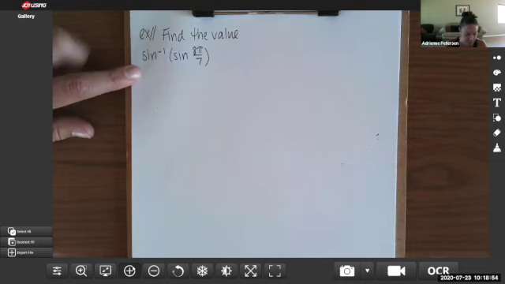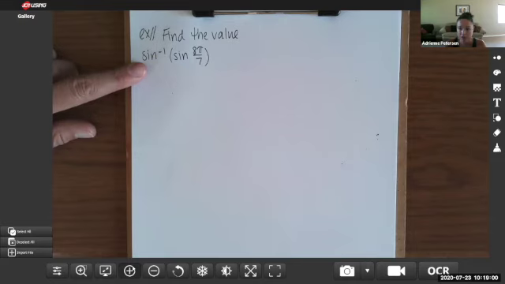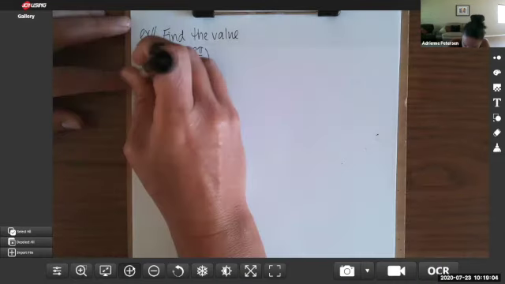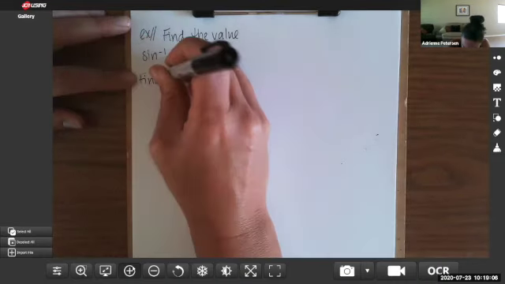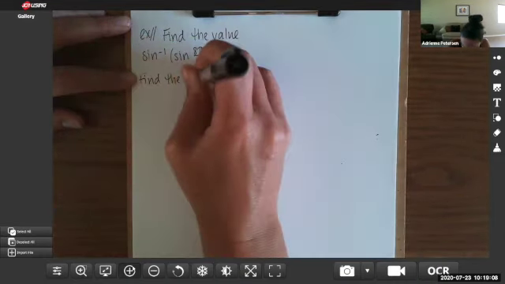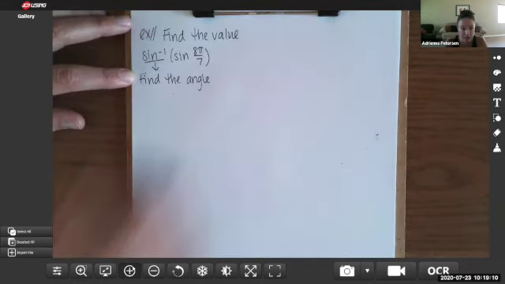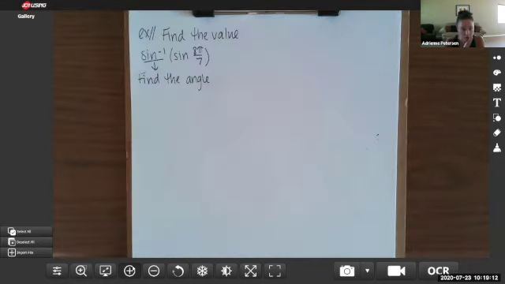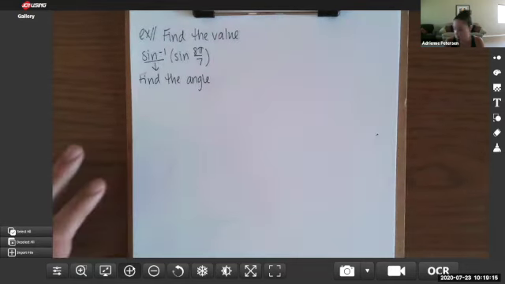Okay, so what we want to do is figure out how do you evaluate this. Let's look at this outside operation. We have inverse sine. From last class, remember, anytime we have inverse sine, inverse cosine, or inverse tangent, we should think we need to find the angle. What do we know about that angle?